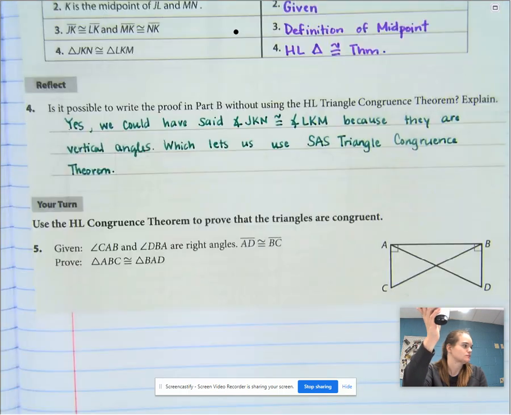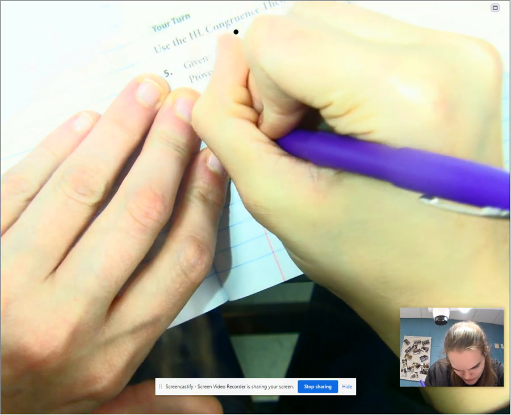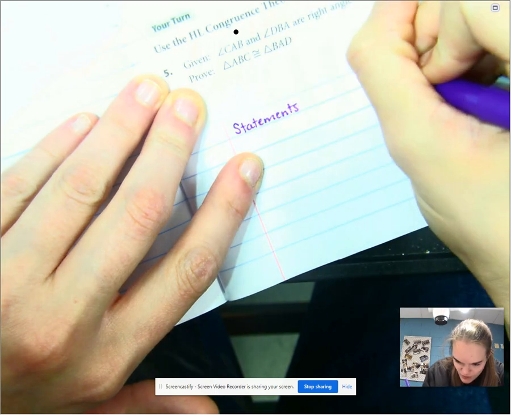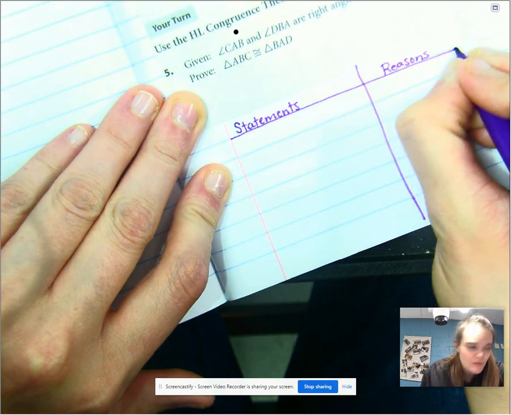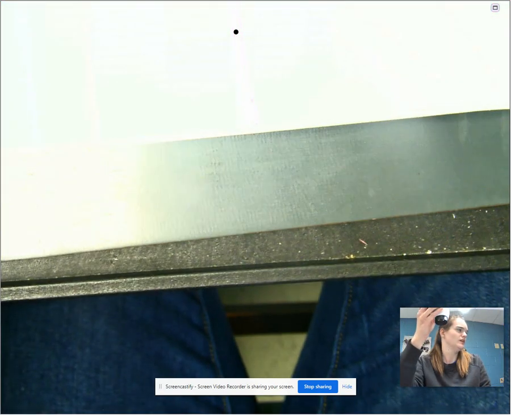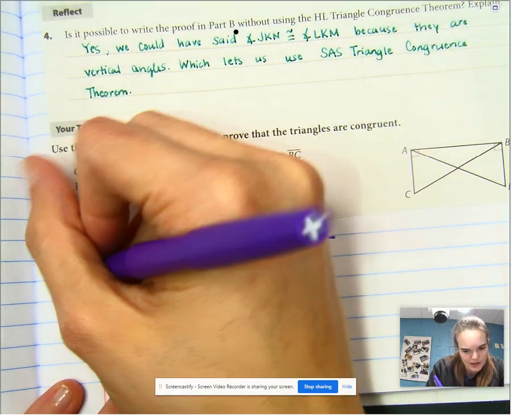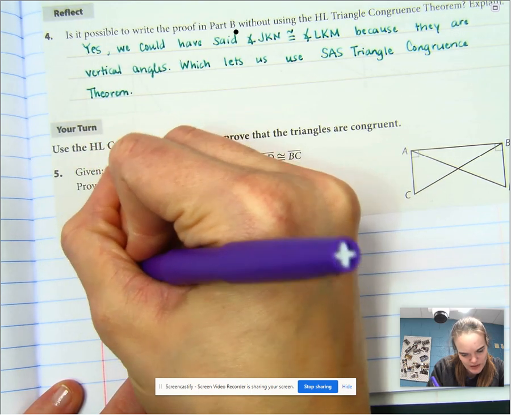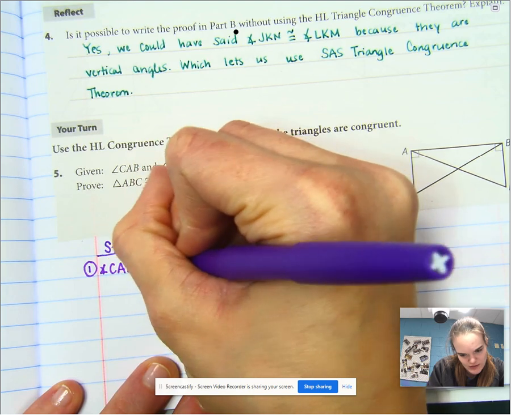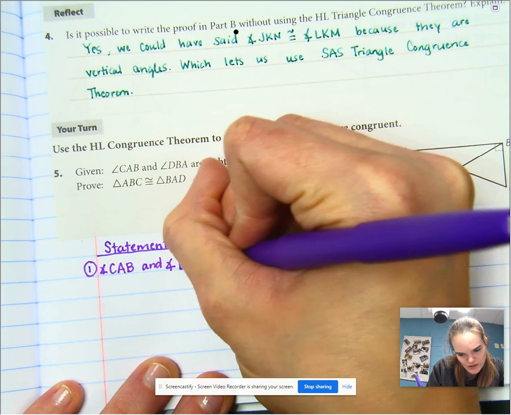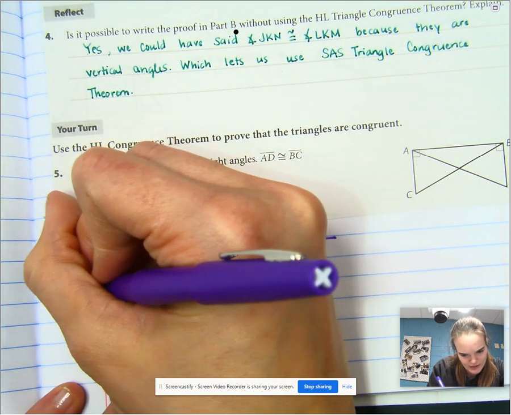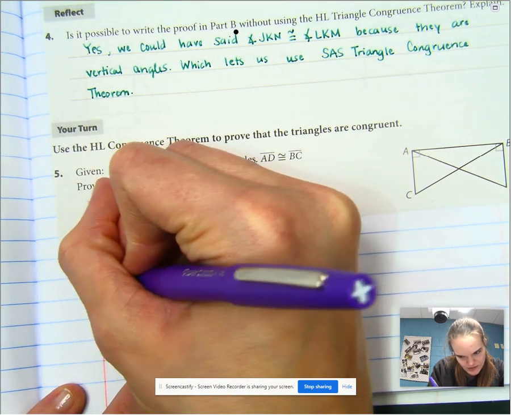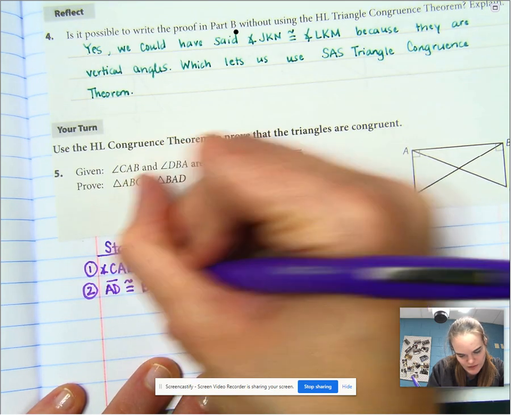All right, I want you to pause the video and prove number 5. So you paused it, but I'm starting it anyway. Statements. Reasons. Okay, I gotta move this up. Okay, I have a couple of things. I have angle CAB and DBA are right angles. Is that labeled? Yes. I have AD is congruent to BC. That's given, but not labeled.